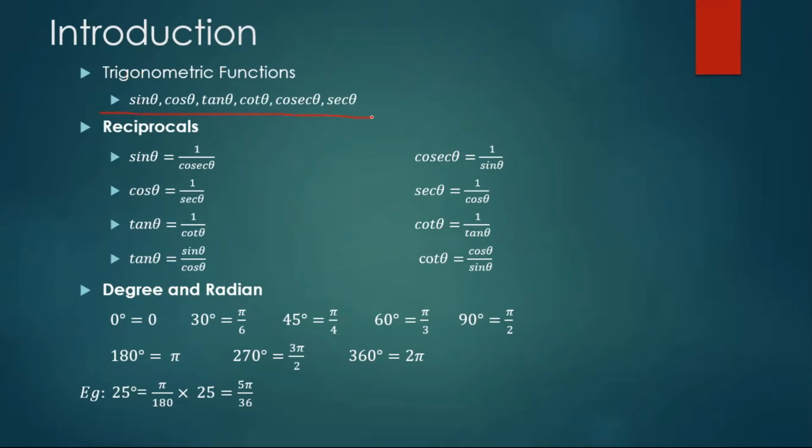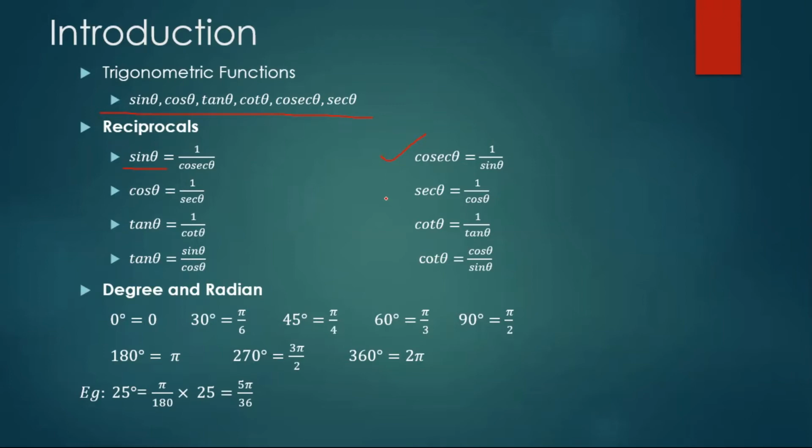Okay, then simple reciprocals, that is which trigonometric function is related to the other one. Okay, so which all are related to each other, we'll see. If I say sine theta is the reciprocal of cosec theta, that is 1 by cosec theta. Cos theta is the reciprocal of sec theta, that is 1 by sec theta. Tan theta is the reciprocal of cot theta, we can say 1 by cot theta. Next, cosec theta is the reciprocal of sine theta. So cosec theta equal to 1 by sine theta.